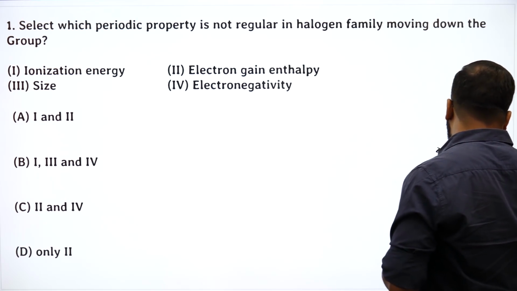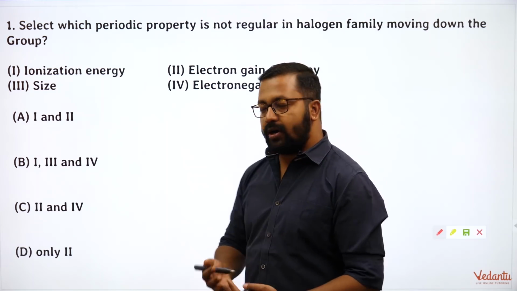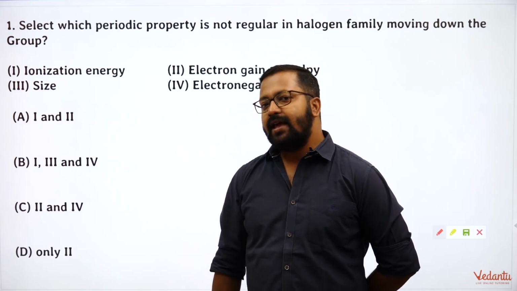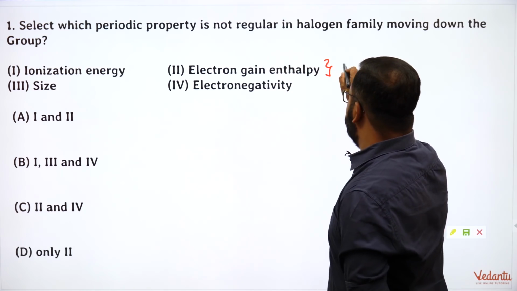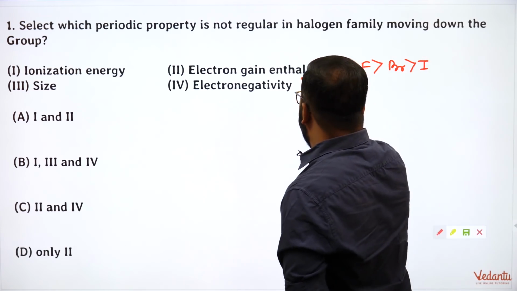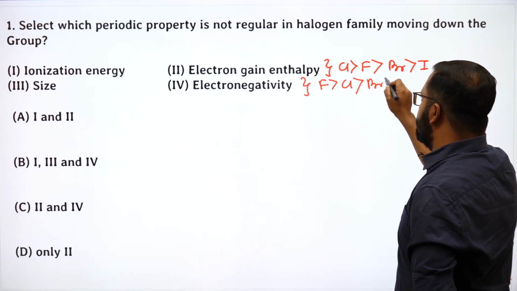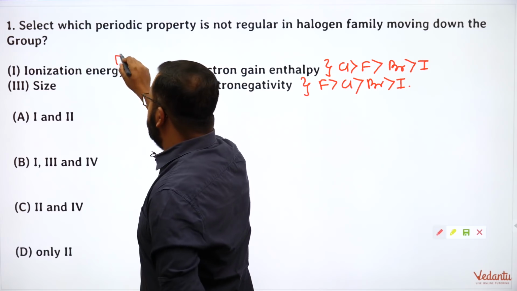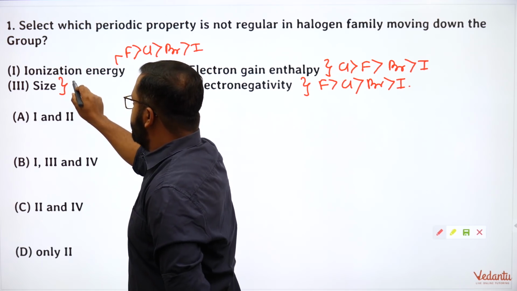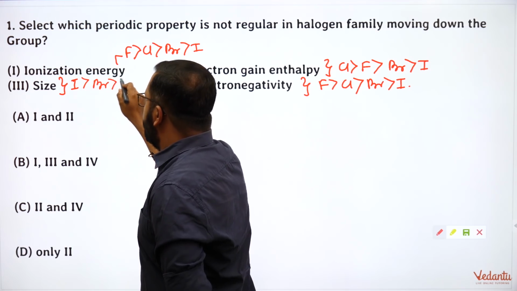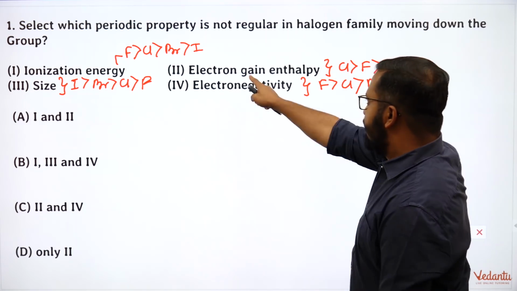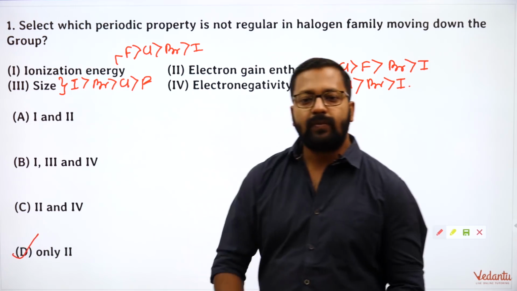However, the electron gain enthalpy does not vary in a proper order, because electron gain enthalpy for chlorine is slightly higher than that of fluorine. So the trend for electron gain enthalpy is chlorine more than fluorine, which is more than bromine, which is more than iodine. For electronegativity, it is fluorine, chlorine, bromine, iodine. For ionization energy, it is again fluorine, chlorine, bromine, iodine. Size is iodine, bromine, chlorine, fluorine. So the trend which is not regular is electron gain enthalpy, and the right answer is D.